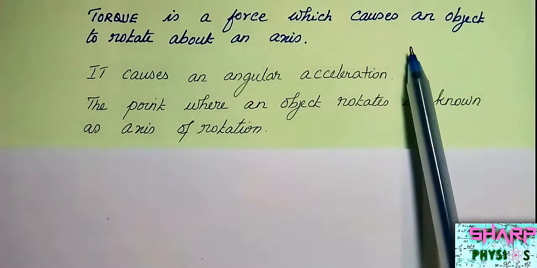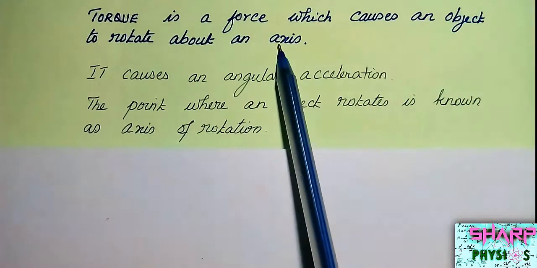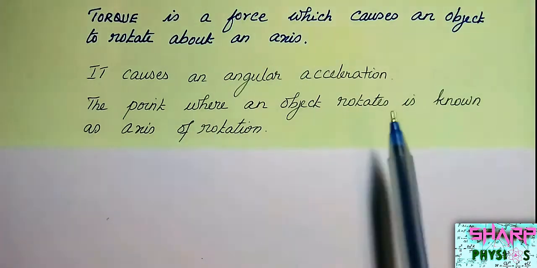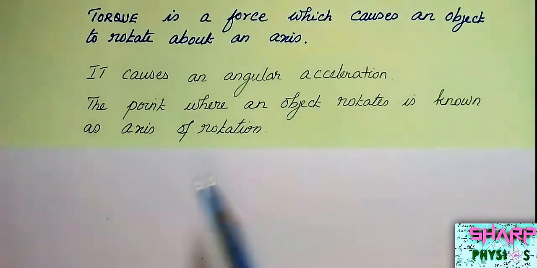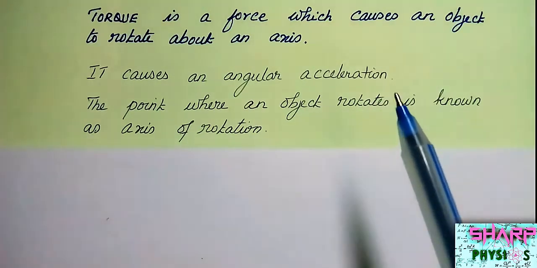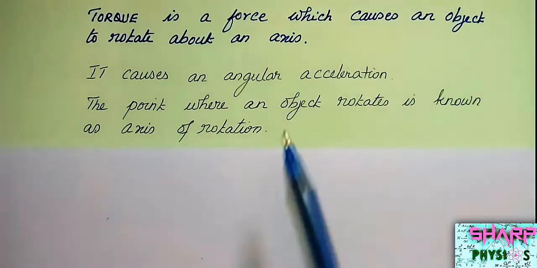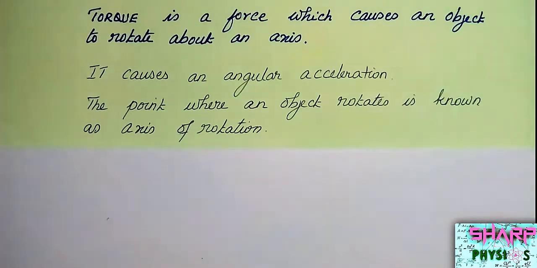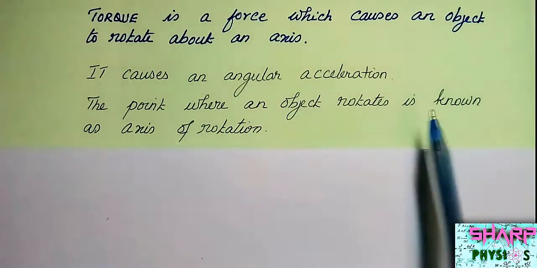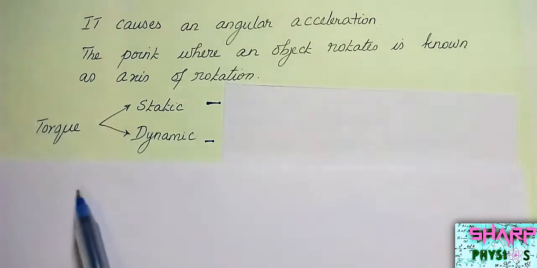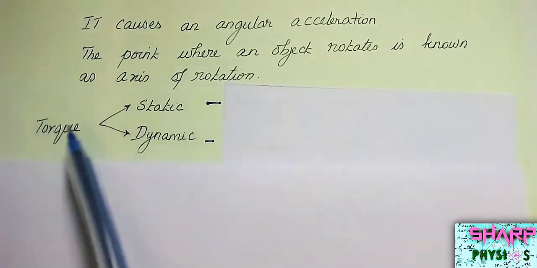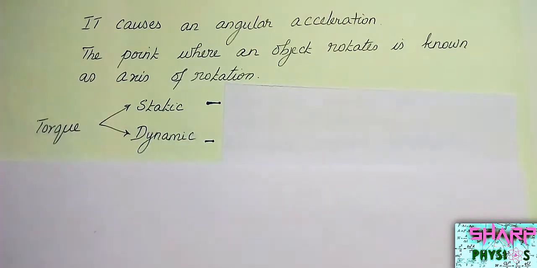So torque is a force which causes an object to rotate about an axis. It makes the object rotate upon its axis and causes an angular acceleration. The point where the object rotates is known as the axis of rotation. Torque can be classified into two types: static torque and dynamic torque.